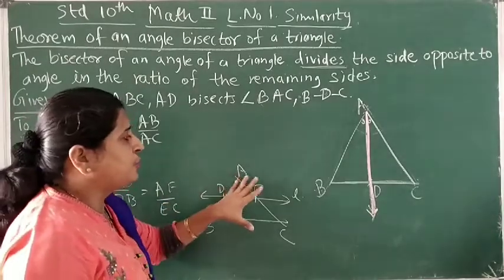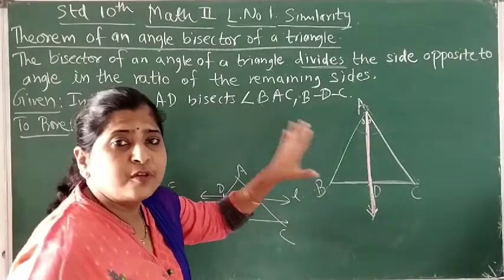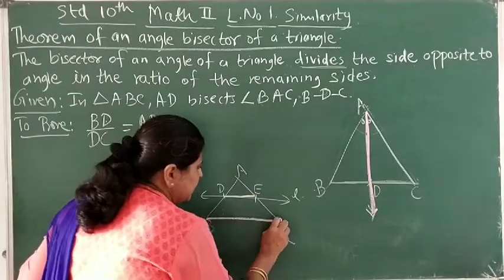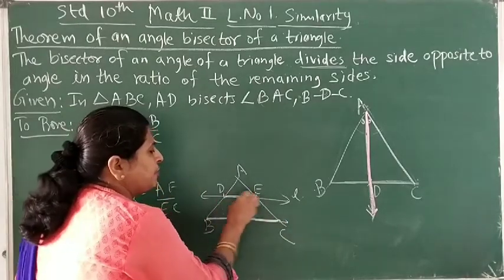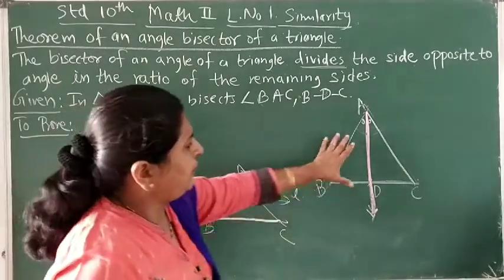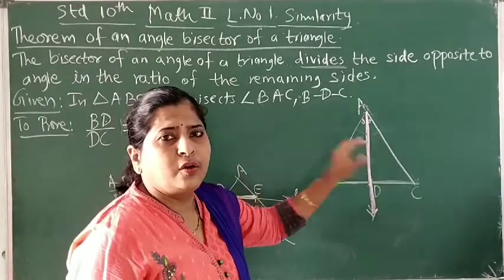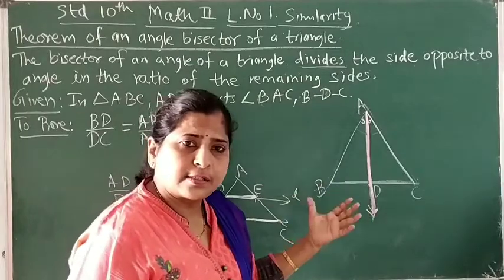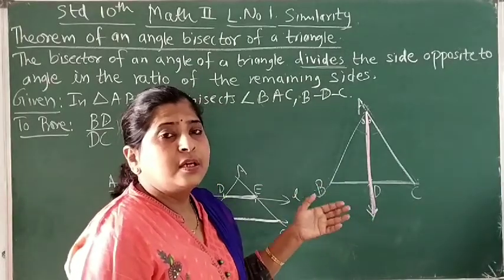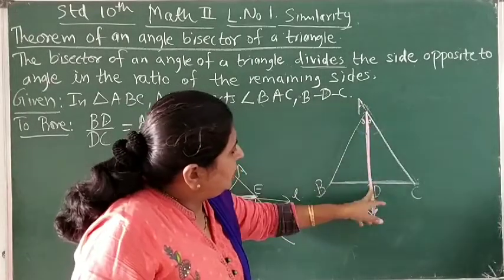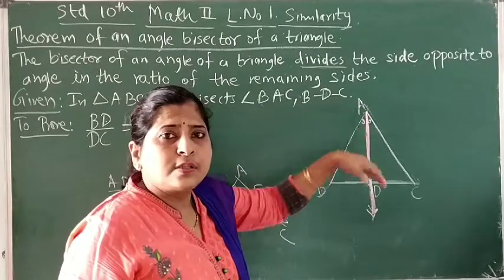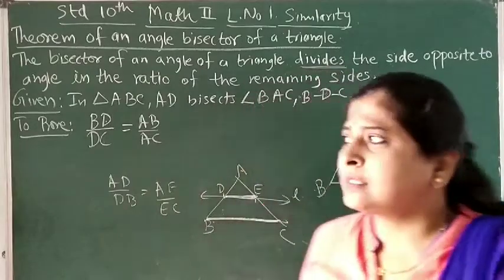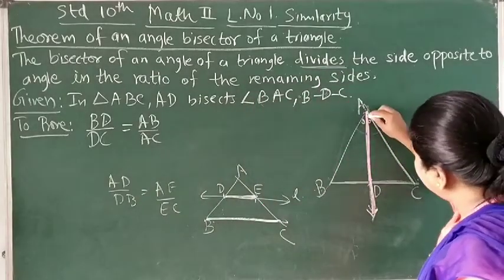Now how is it useful to us? For it to be useful, we require DE parallel to BC. Do we find any side parallel to any one of these? No. So we have to do something extra, which is called construction, such that this AD should be parallel to something.